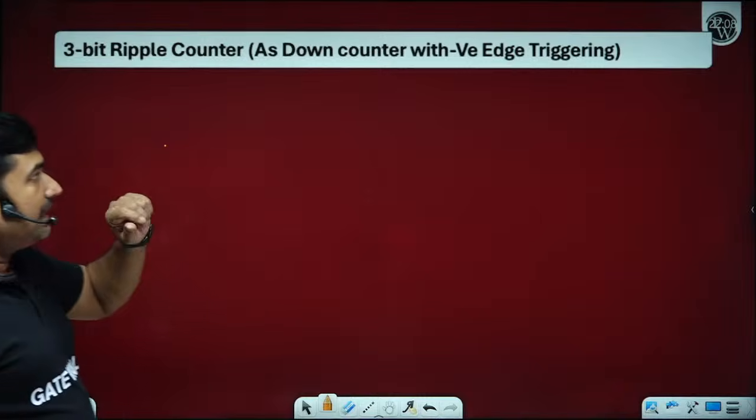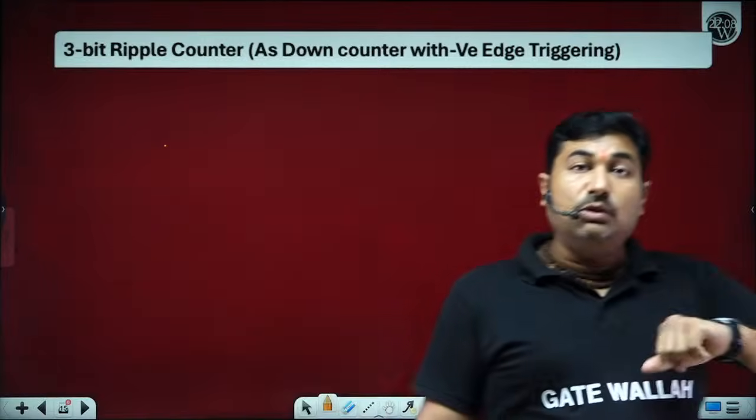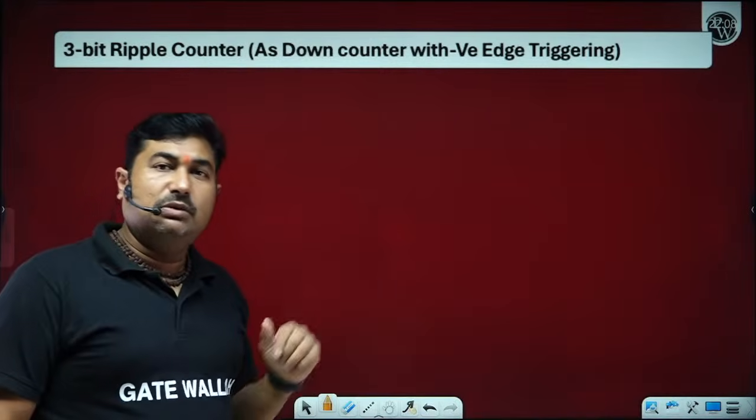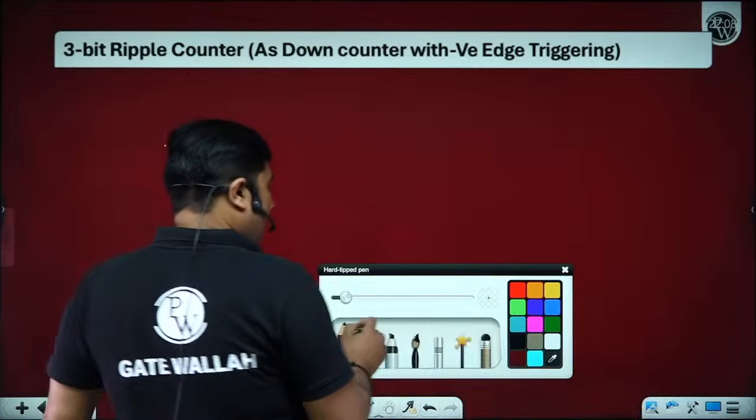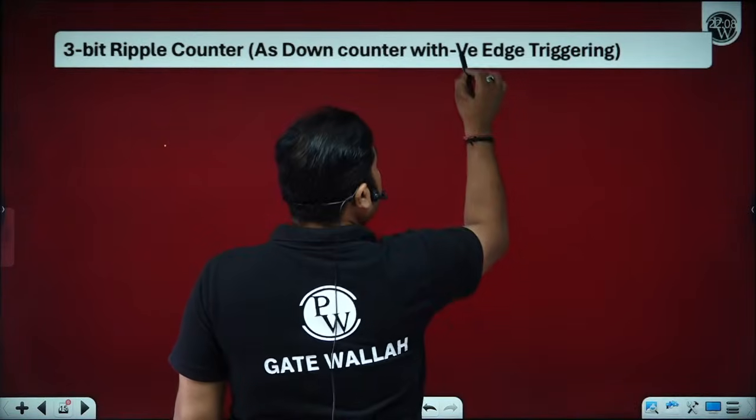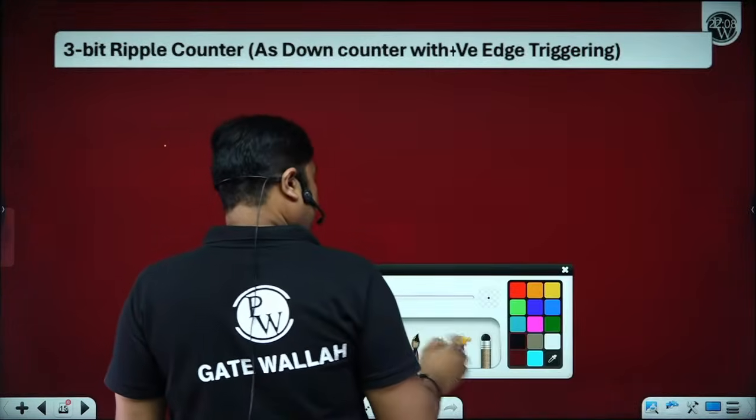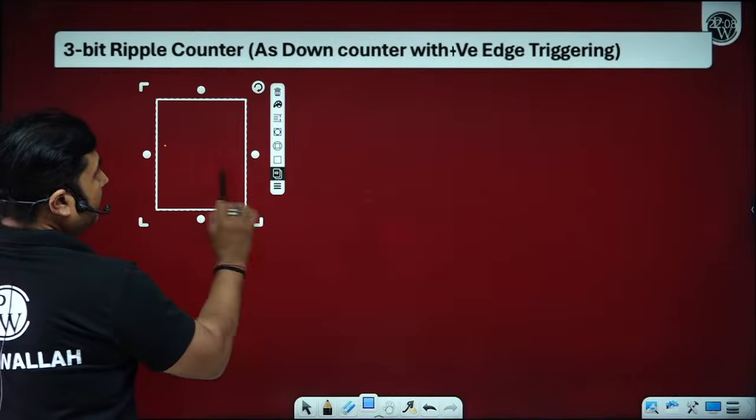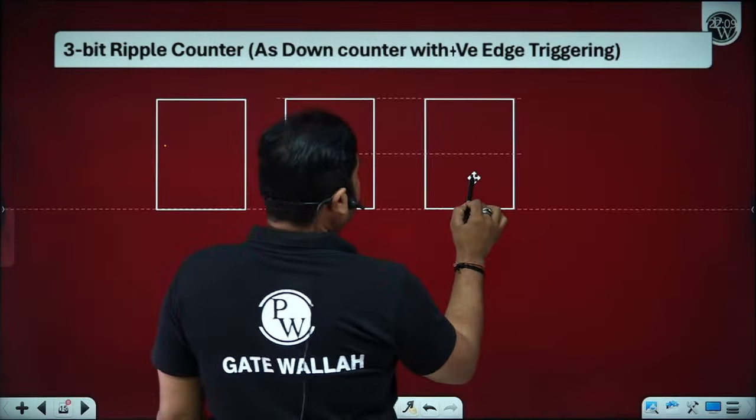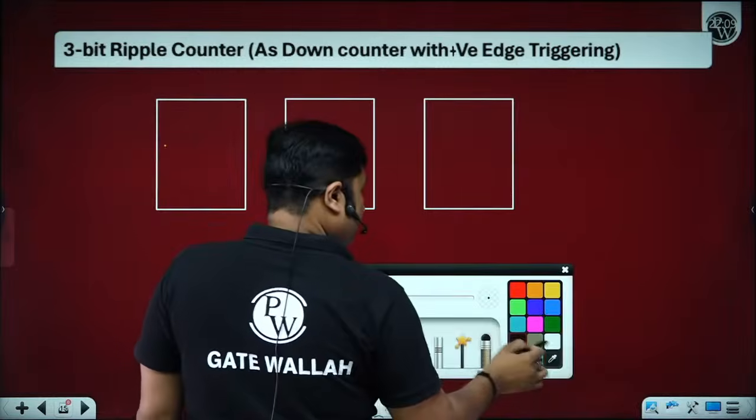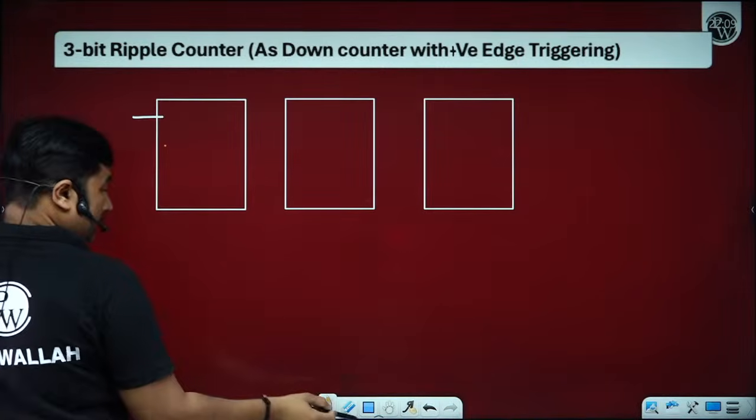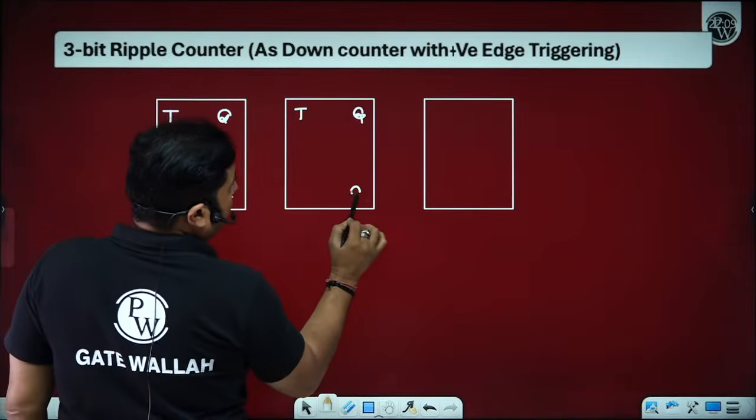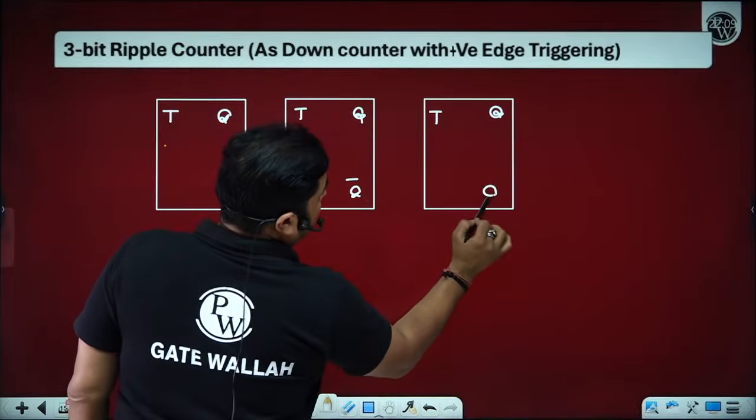Can you design a 3-bit down counter with a negative edge triggered clock or with a positive edge triggered clock? With a positive edge triggered clock. Yes, sir. How to design a 3-bit down counter? Sir, we have one flip-flop, another flip-flop, another flip-flop. We must use T or JK. So T, Q, Q bar, T, Q, Q bar, T, Q, Q bar.